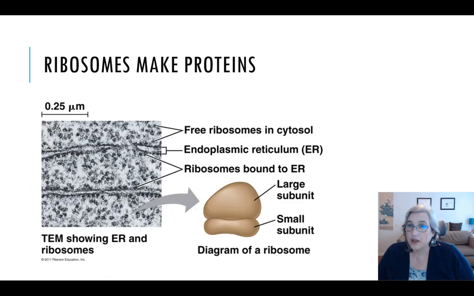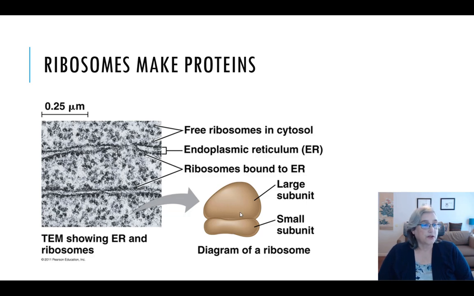So let's start with talking about ribosomes. Ribosomes are the little factories that make proteins. They take information from the DNA that's converted into a messenger RNA molecule, mRNA, and the mRNA binds to the ribosome and is used to make protein.